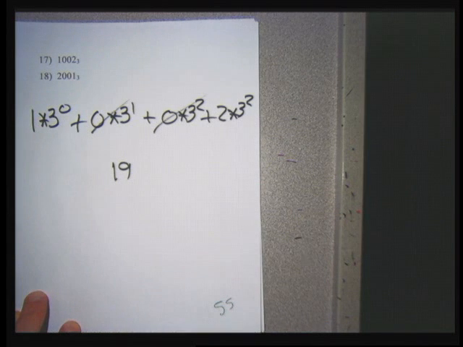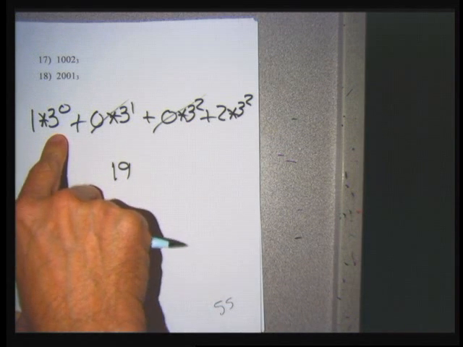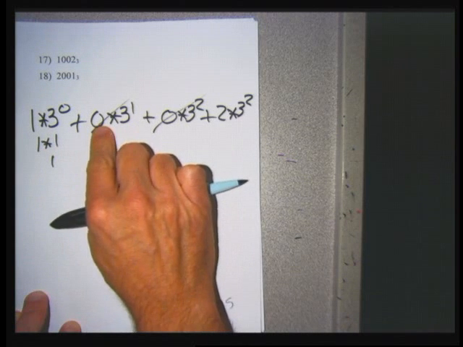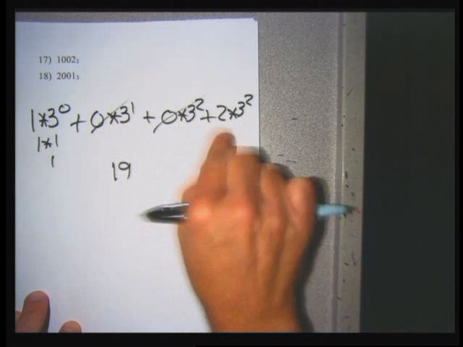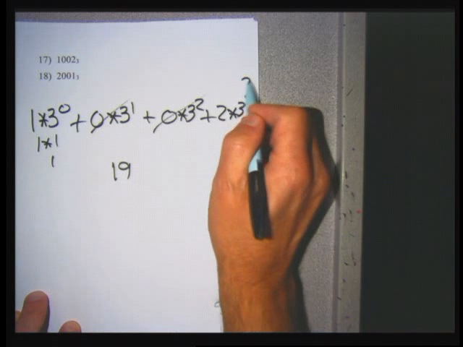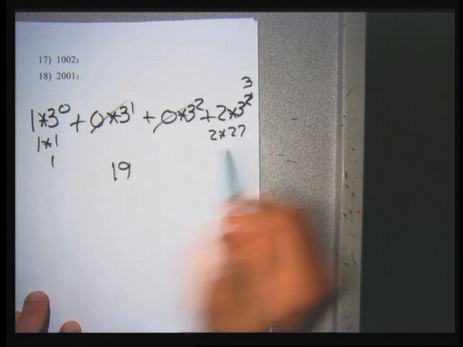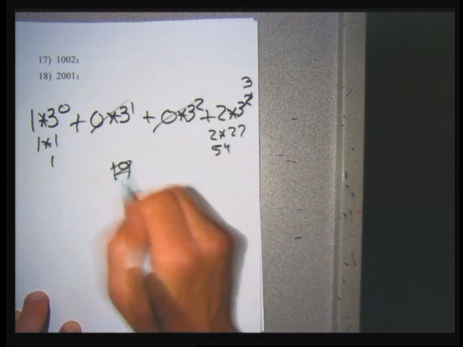Hey, that's not good. Oh, really? 1 times 3 to the 0, 0, 0, 2 times 3 squared. I don't see a mistake on this, so I'm wondering. This concerns me. Let me double check it. 1 times 3 to the 0, which is 1 times 1, which is 1. 0 times 3 to the 1, 0 times 3 squared. 2 times 3 cubed, which is 2 times 27. This is going to be 1 plus 54, which is 55.